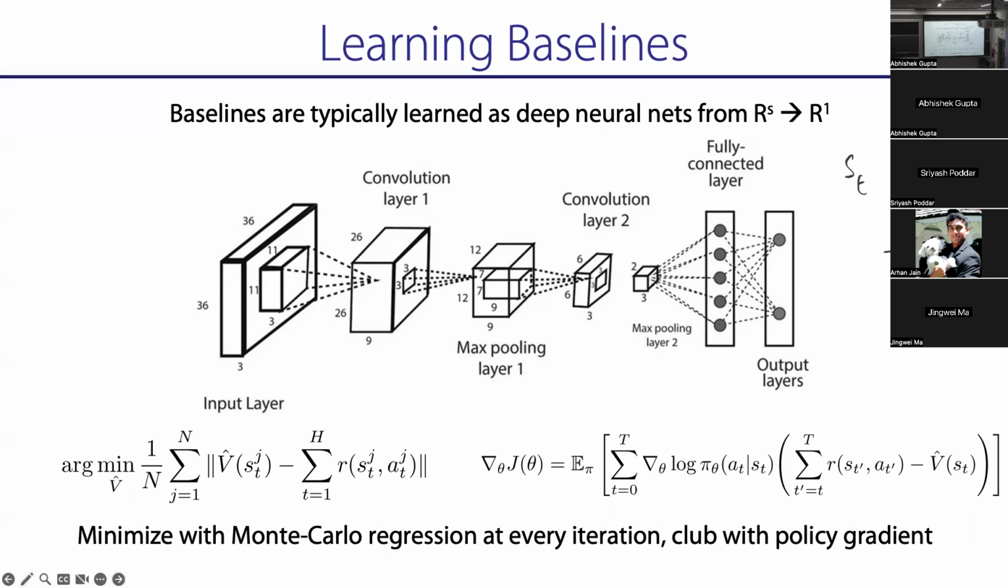And so often what you'll do is you sum up the rewards in the future. This is often called a Monte Carlo regression, because you sum up all the rewards in the future in a Monte Carlo way. You can think of this as the average rewards, right? And so you optimize a neural network or some function approximator that takes in your current state and regresses to the average sum of rewards.